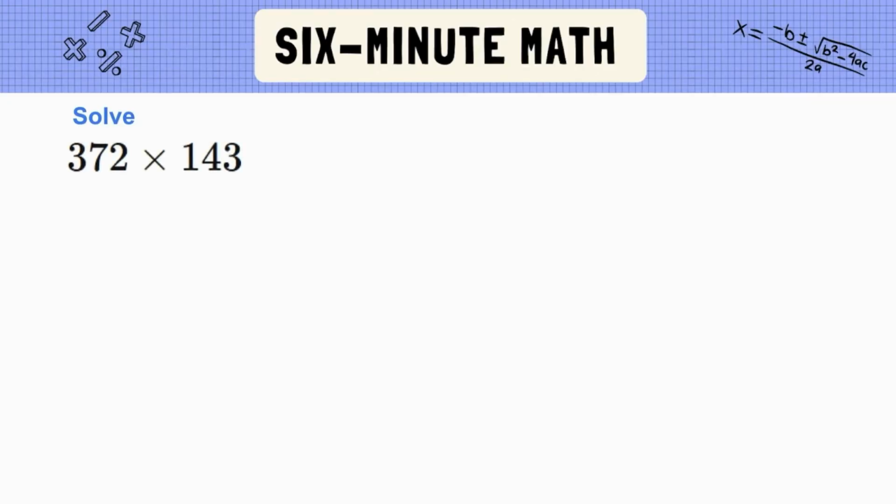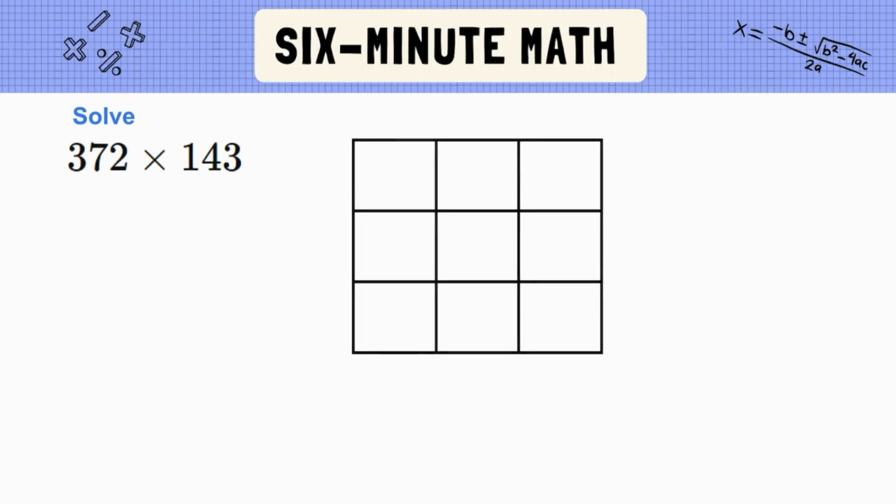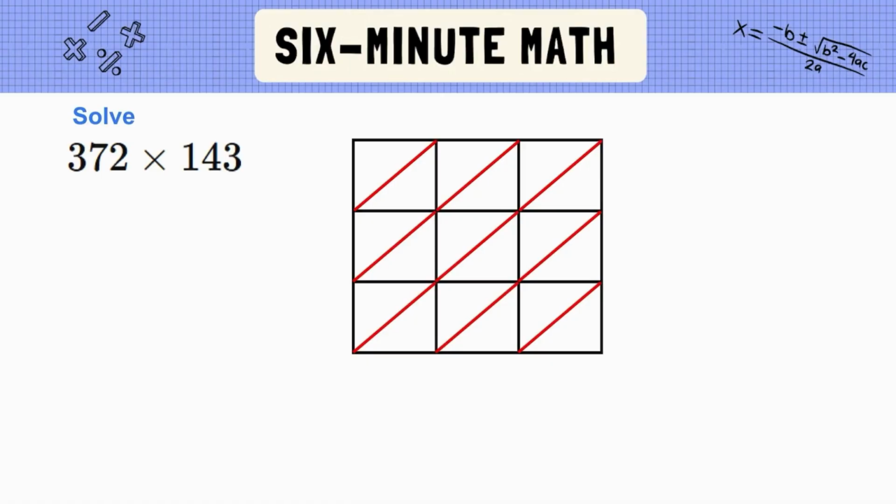Let's solve a 3-digit by 3-digit. So we have 372 times 143. I have my rectangle here, and I write my digits in their according places. 372, 143. And I multiplied them up according to where they land in this grid. 3 times 1 is 3. 7 times 1 is 7. And 2 times 1 is 2.